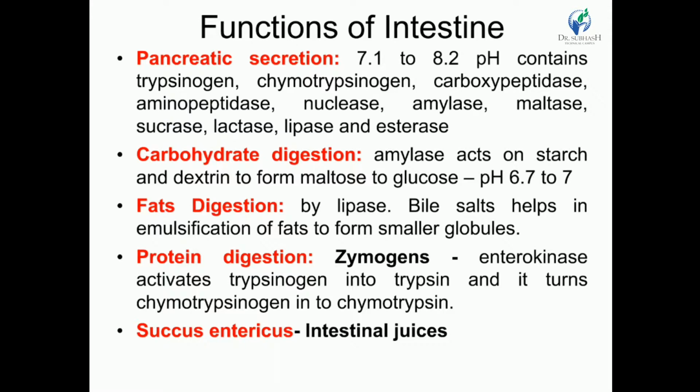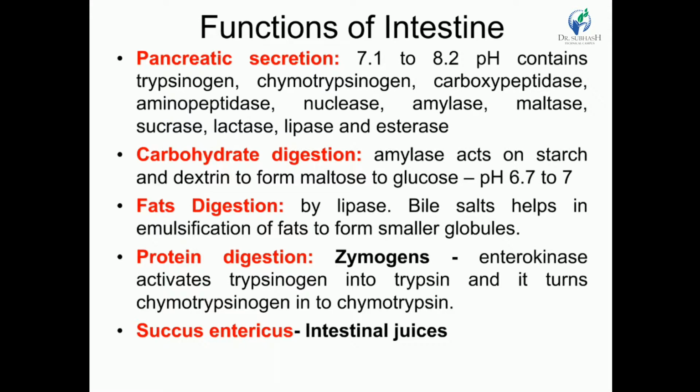The next function is the digestion of proteins. Zymogens are responsible. The zymogens include trypsinogen, chymotrypsinogen, and the procarboxypeptidases. Enterokinase is responsible for the major activity, and it activates trypsinogen into trypsin, and that activated trypsin then activates chymotrypsinogen into chymotrypsin.